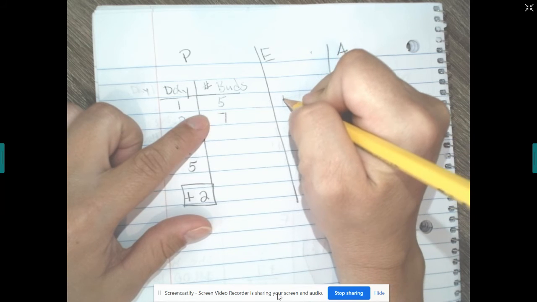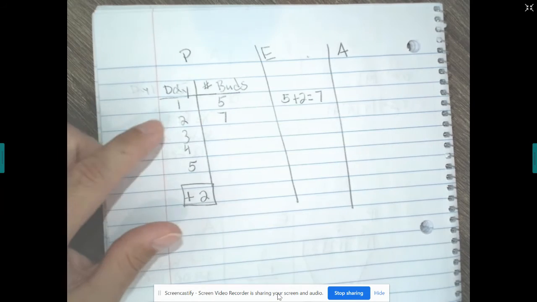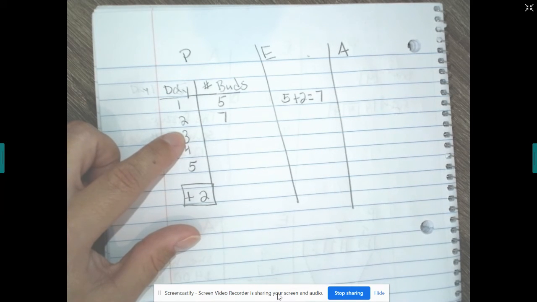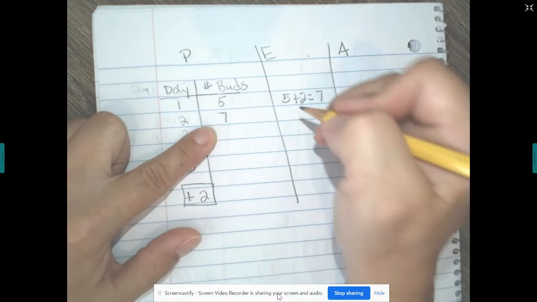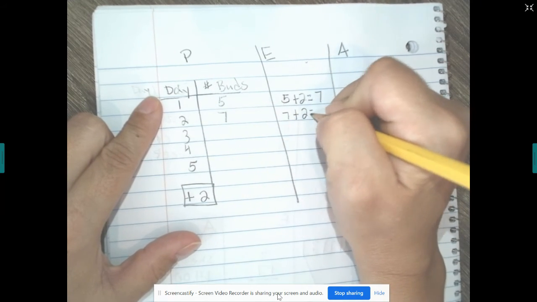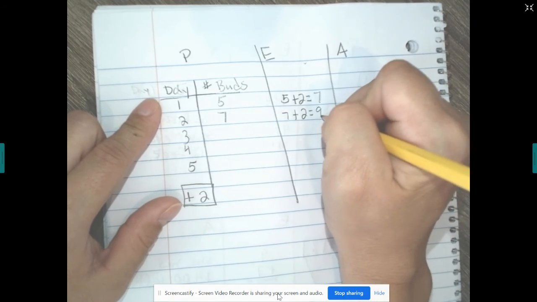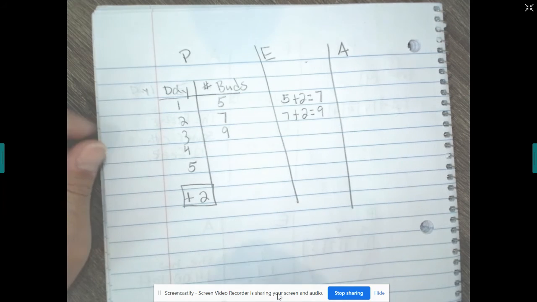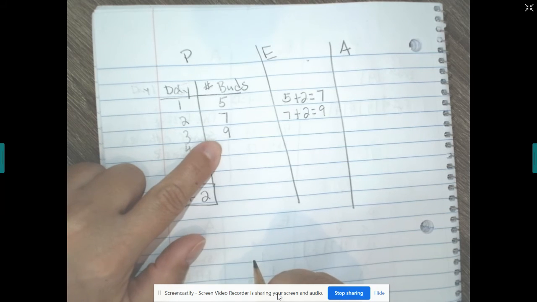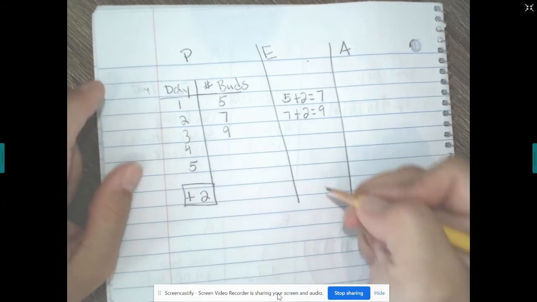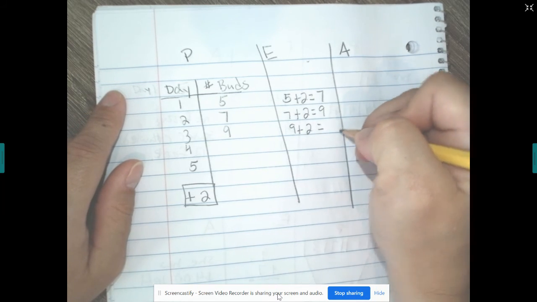So over here in my equation, what I did was 5 plus 2 gives me 7. To get day 3, I'm adding 2 again, but this time I'm starting with 7 buds. So I'm going to take 7 plus 2. And when I add 7 plus 2, I get 9. Now I'm on day 4, and now I have 9 buds, but I'm going to add 2 more to it. 9 plus 2 is 11.